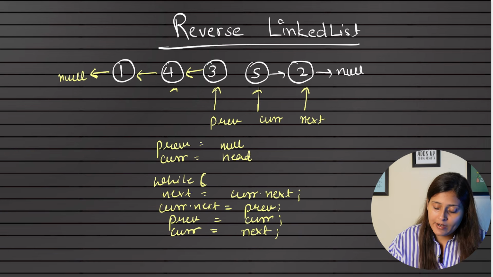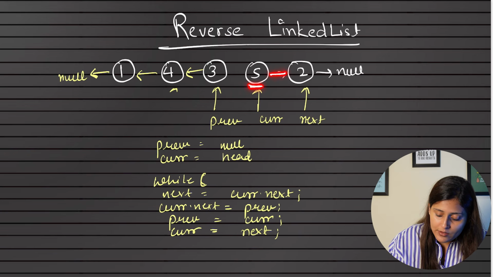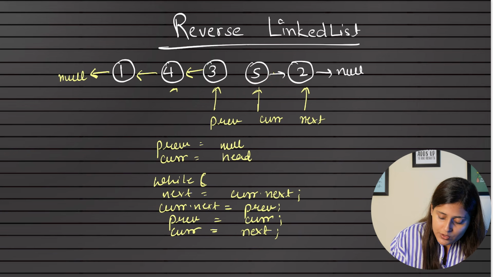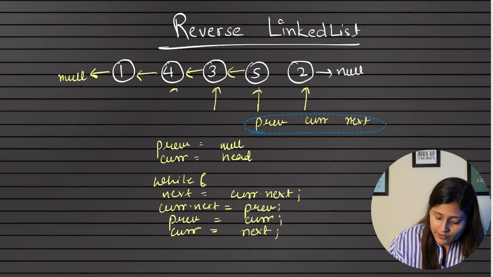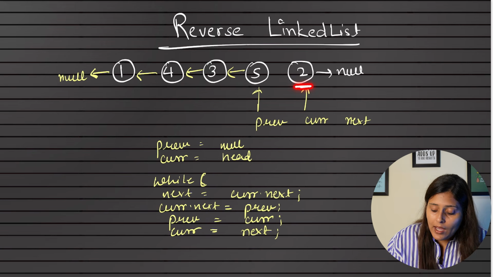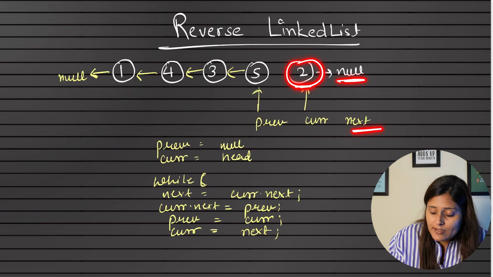Okay. Now this will be our next. Again current dot next, this we have to revert. So this will be removed and this will get attached. Again we have to move our current, previous and next. So current will be pointing to this. Okay, now current is pointing to this and next is pointing to null.